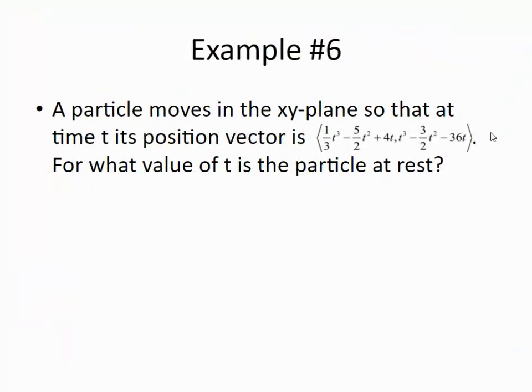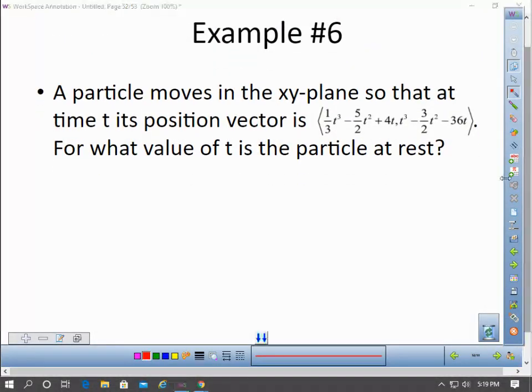All right, last problem, number 6. A particle moves in the xy plane. That just means we're in 2 dimensions again. So that at time t, its position vector is this. It says, at what value of t is the particle at rest?